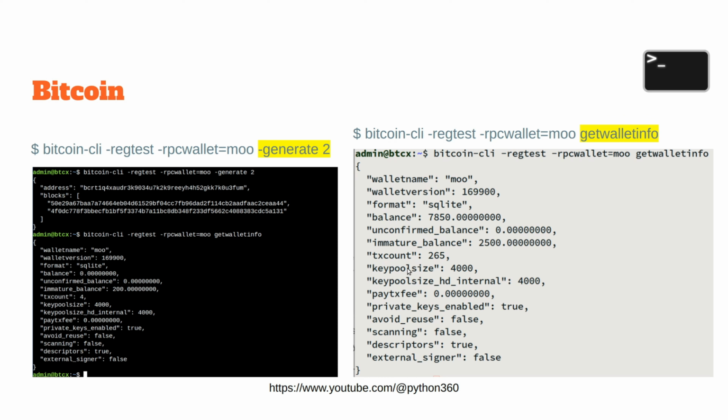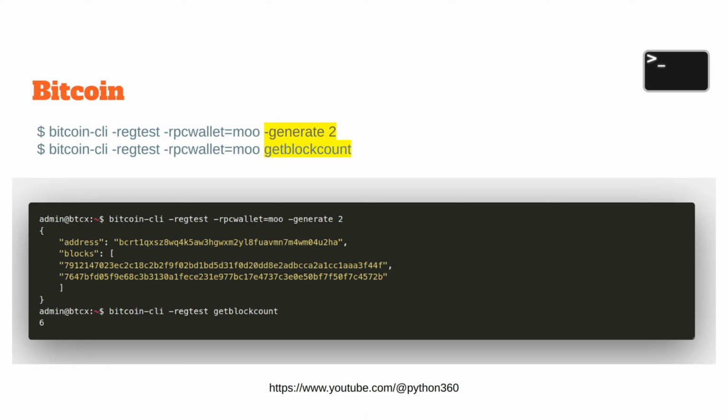TX count, pool size, TX fee, private keys enabled. I need to check the documentation on those. The purpose of this video is to get familiar with the command line syntax rather than every single minutiae.